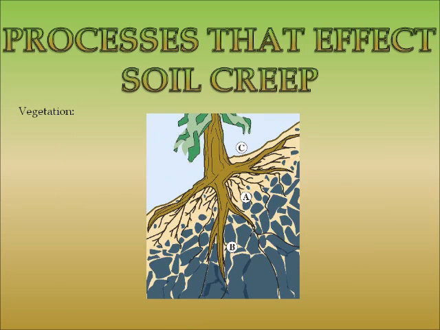Vegetation. Vegetation has a massive effect on soil creep, as root systems from trees and shrubs can build an interlocking network that holds soils in place. This acts to stop the overall downward movement of soil materials.